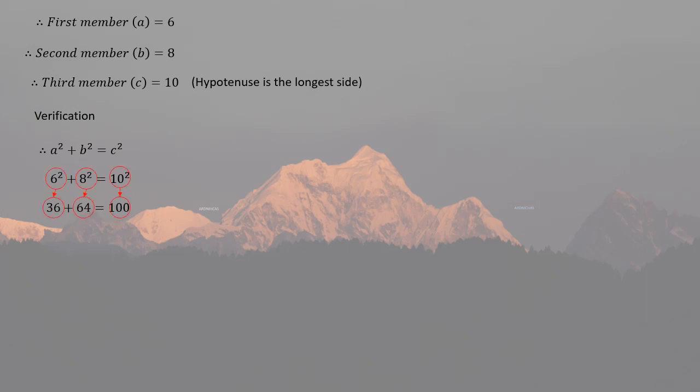6 square is 36, 8 square is 64 and 10 square is 100. Now 36 plus 64 is nothing but 100, and on the right hand side we already have 100. So we see that LHS is equal to RHS, meaning 6, 8 and 10 satisfy the Pythagorean theorem or Pythagoras theorem.